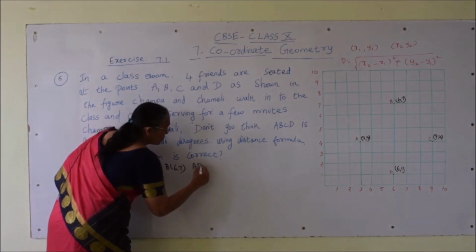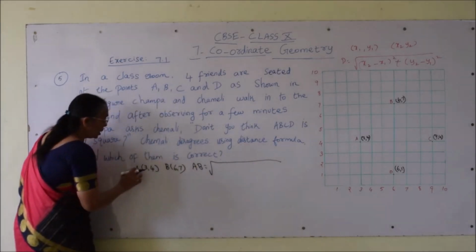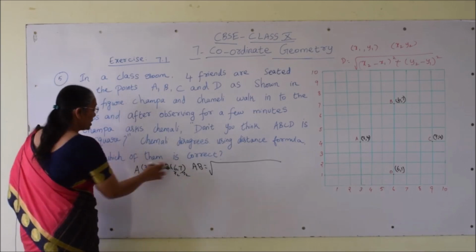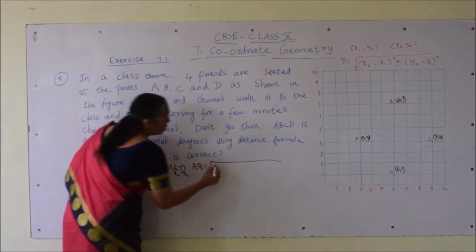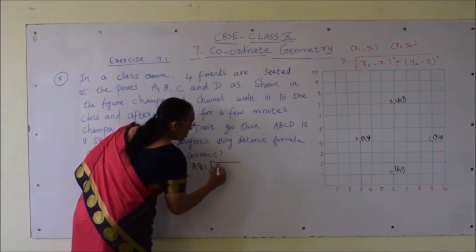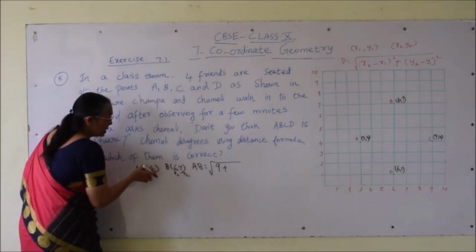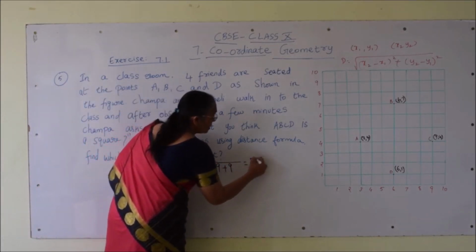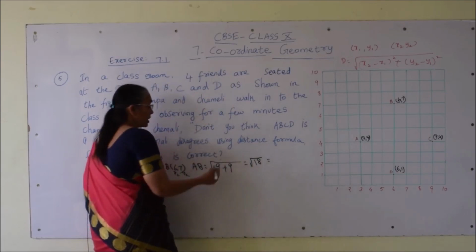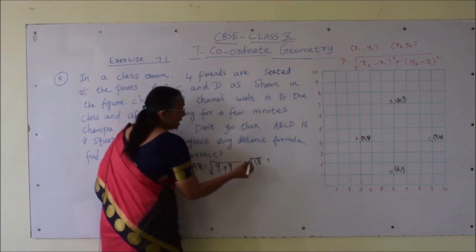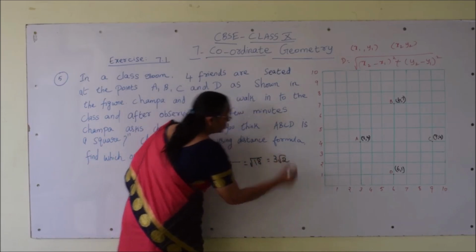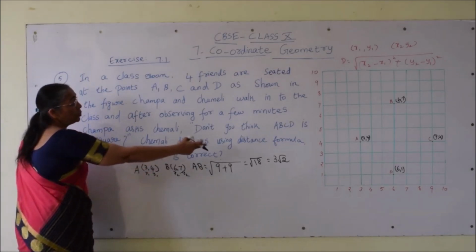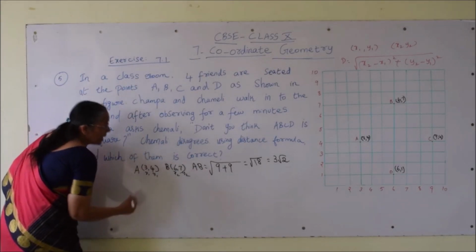Using the distance formula, AB distance first. AB is equal to root over x2 minus x1 whole square, 6 minus 3 whole square, 3 square is 9, plus 7 minus 4 whole square, again 3 square which is 9. So, root over 9 plus 9, root 18. Otherwise we can take 9 outside the root, which is 3. So, 9 2s are 18, 3 root 2. Now, distance AB is 3 root 2.